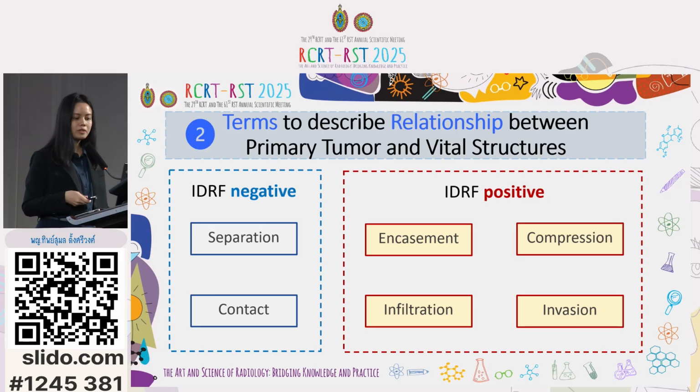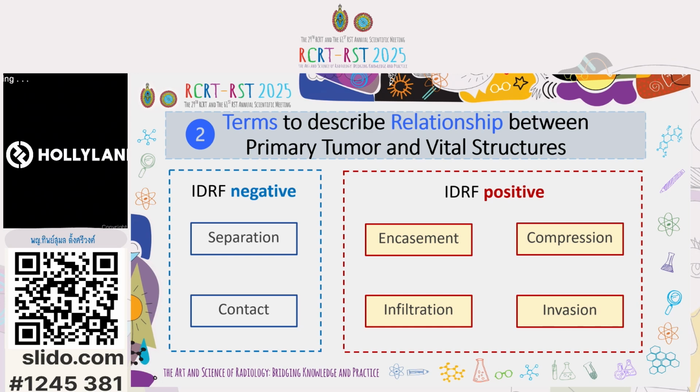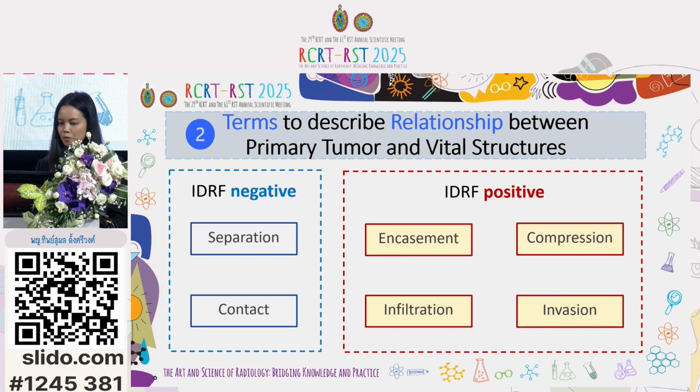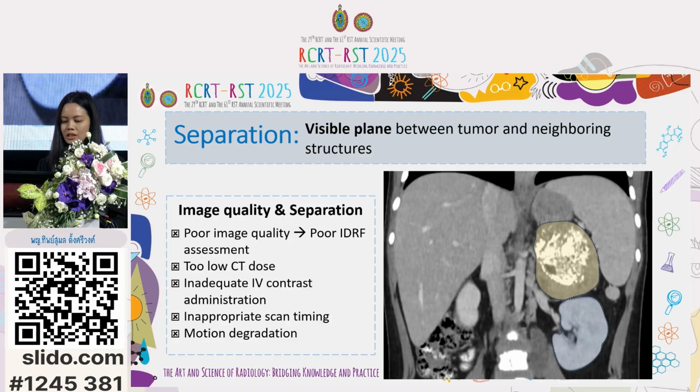Now, I'll move on to the second IDRF assessment, the terms used to describe the relationship between the primary tumor and vital structures. The terms related to IDRF negative include separation and contact. The first term, separation, is used when the tumor remains distinct from neighboring vital structures with a clear plane visible in between. In these CT images, you can see a clear fat plane between the suprarenal tumor and the nearby kidney.